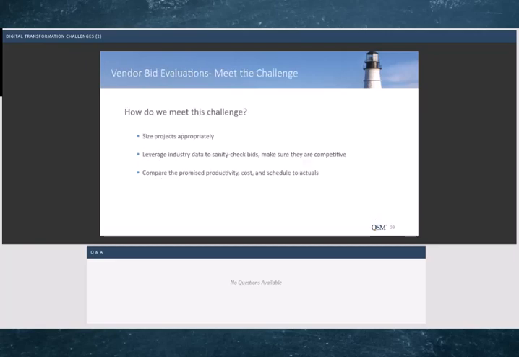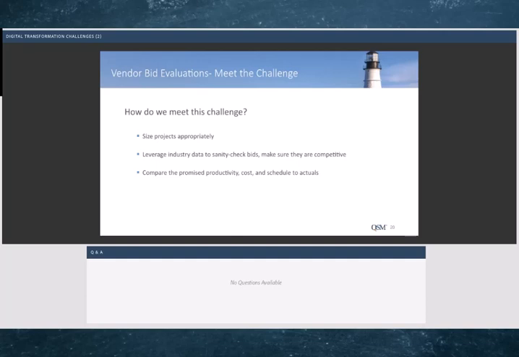Let me show some examples here. How do we meet this challenge? Well, number one, sizing. Someone asked, I think Martha asked about sizing earlier. How do we meet the challenge of vendor bid evaluations? We need to get a good handle on sizing. Number two, we want to be able to leverage industry data in addition to our own historical data, if we have any. And I mentioned earlier when this started that a lot of people think they have to have a ton of data. And the truth is you do not have to have a ton of data.